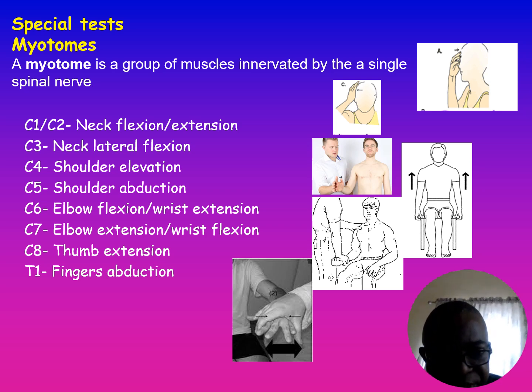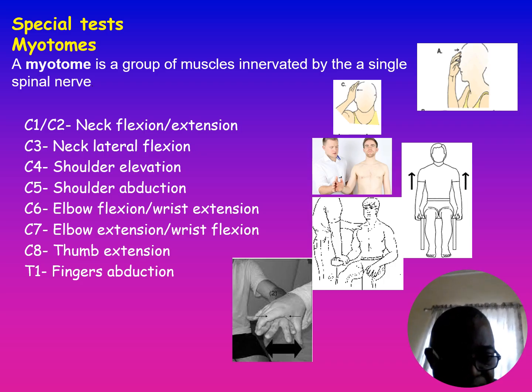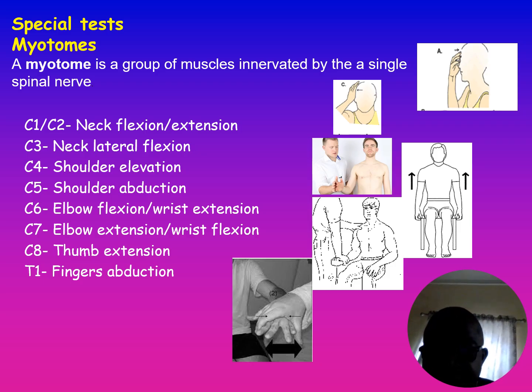So you can ask your patient to abduct and you put resistance on it. If they are not able to do it, it could mean that C8 is in trouble. C8 is for thumb extension and T1 is for finger abduction. Okay, so they are called myotomes because they are all muscles supplied by one single spinal nerve. So the myotome for C8 are the thumb extensors. The myotome for T1 are the finger abductors.